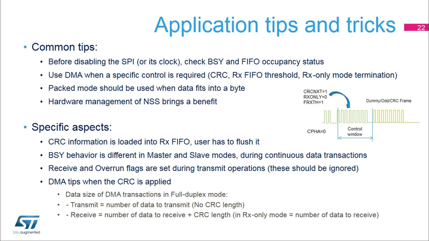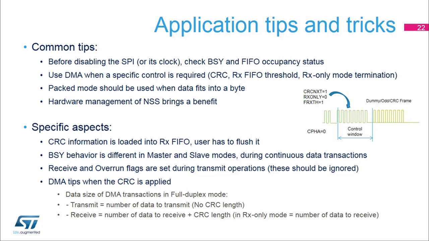The busy flag should not be used for any data handling, but to check for ongoing traffic. The BSY bit stays set between data frames during the master continuous data transactions. It always drops low for at least one SPI clock cycle between data frames in slave mode, no matter if the communication is continuous or not. When the node transmits data only, the receive flow stays active. The user should ignore all receive and associated overrun events in this case.